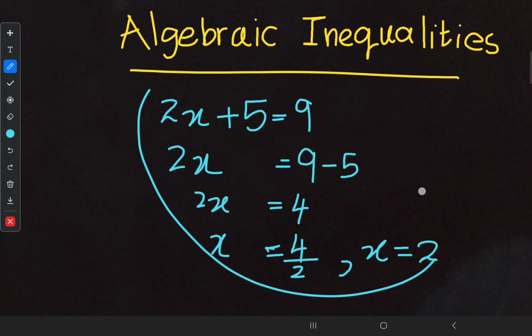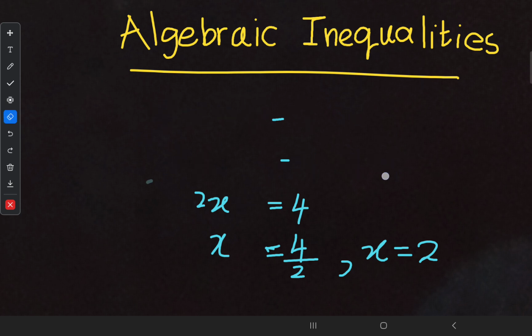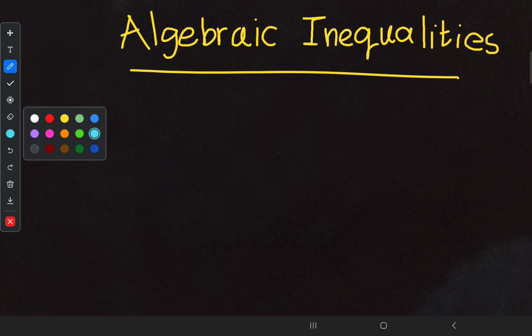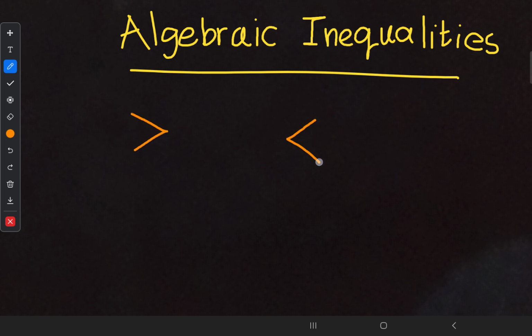If you are clear with your equations, it's very easy to deal with inequalities. Let's see an example, and use it to identify what inequalities are and what their features are. First of all, I'll give you what an inequality is. These are some kinds of symbols we use while dealing with inequalities.